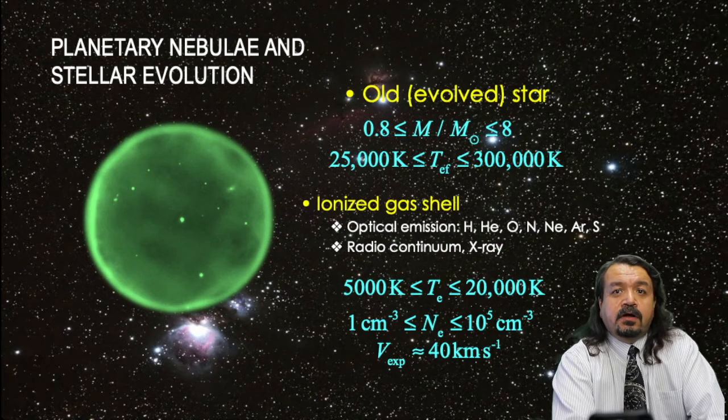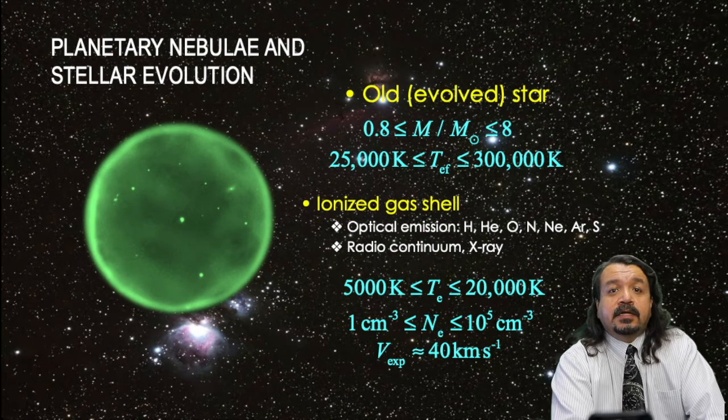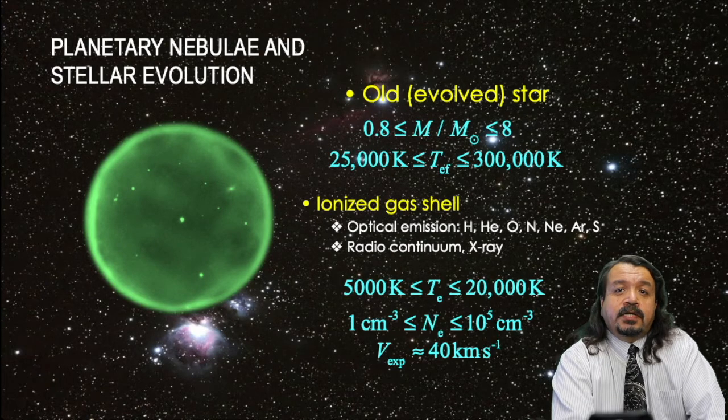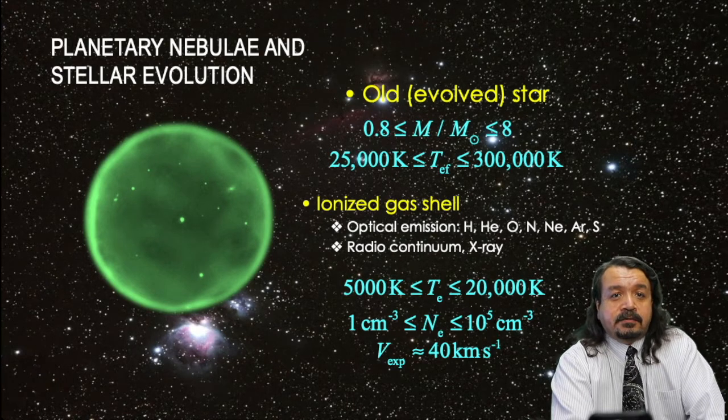The temperature of the gas is between 5,000 and 20,000 Kelvin. Its electronic density is between 1 and 100,000 particles per cubic centimeter, and its expansion speed is around 40 kilometers per second.